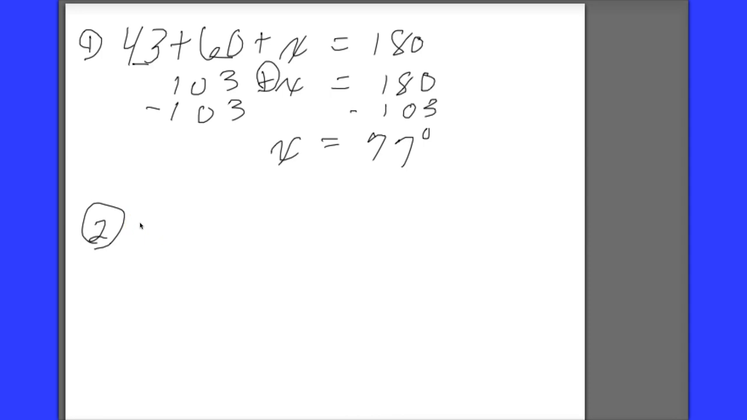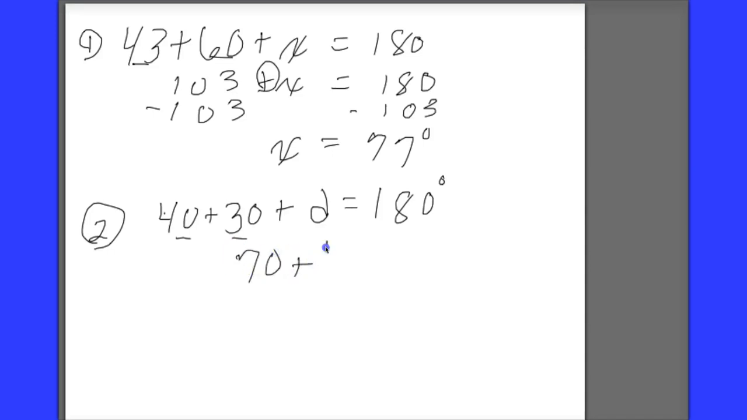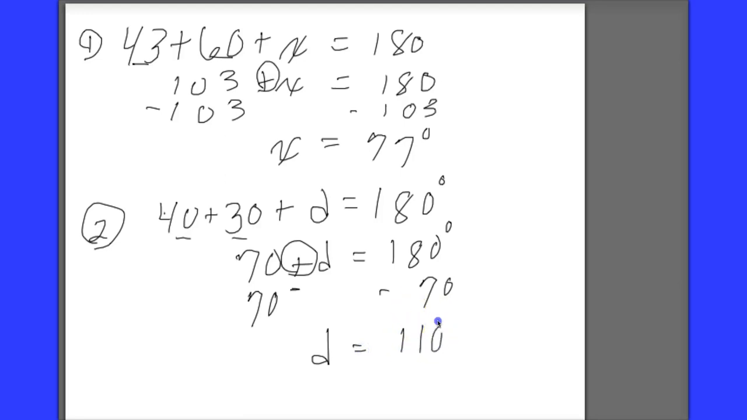So this time, I have 40 degrees plus 30 degrees plus, and this time I'm going to put D, equals 180 degrees. Even though the book has an X there, I'm going to put a D just for something a little different. You're going to add together your two terms. This is going to be 70 plus D equals 180 degrees. Again, you have an addition equation. You're going to undo addition with subtraction. That means I'm going to subtract 70 degrees from each side, and D is going to equal 110 degrees. So your missing angle is 110 degrees. Nice. Let's take a look at our third one.